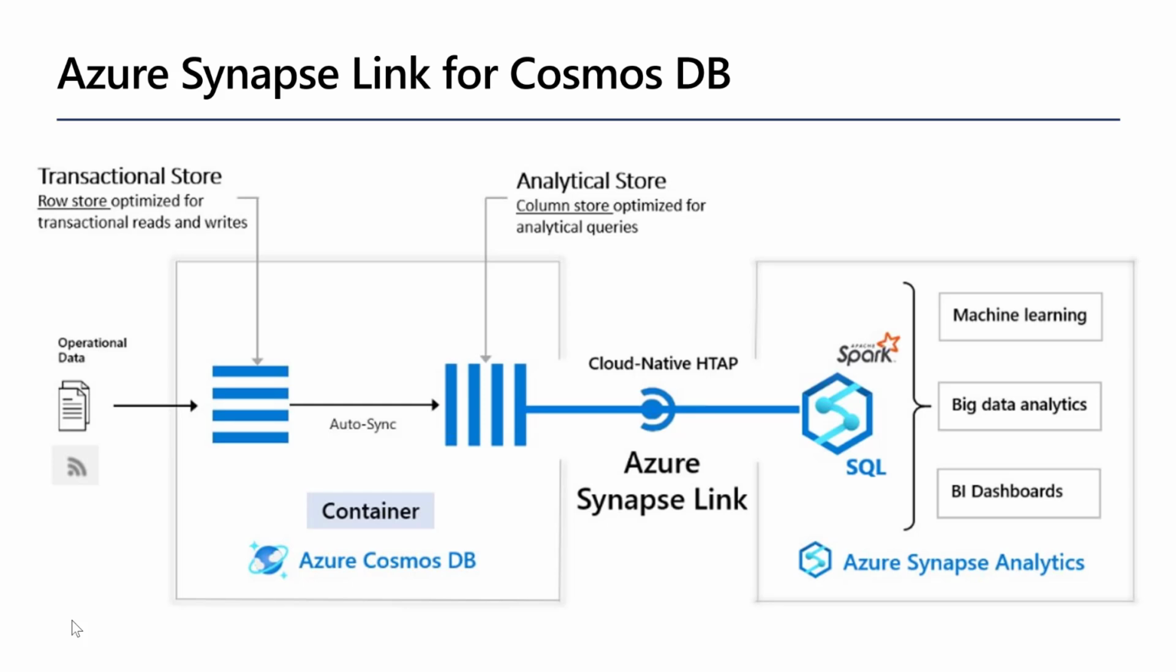But what's happening behind the scenes is when you write records into your transactional data store, which is Cosmos DB, behind the scenes we're automatically synchronizing that content that lands into that transactional data store over to an analytical store that is columnar compressed using Parquet behind the scenes. And then we give you the ability to query that data directly from the Spark endpoint in Synapse.